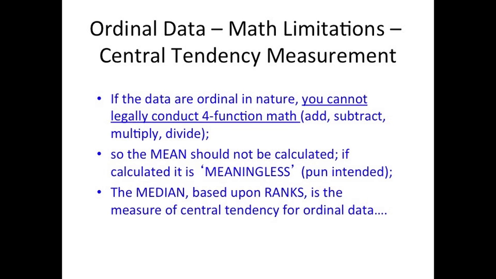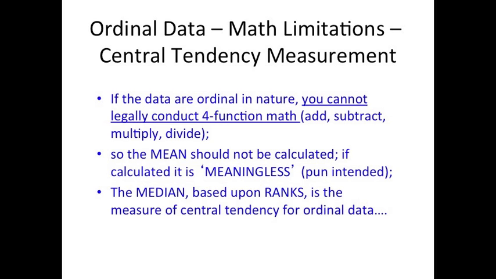I want to sort of reinforce this. If the data are ordinal in nature, the real difference is you really can't do four-function math. You can't add, subtract, multiply, and divide those numbers, because they're not on the same scale. My B at 89 is a whole lot better than someone else's B at 81, and there's no way that you should equate them and say they're the same, but on an ordinal scale of measurement they are in fact the same.